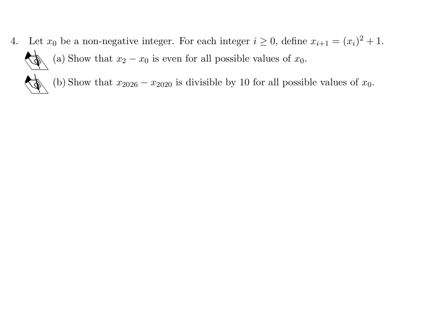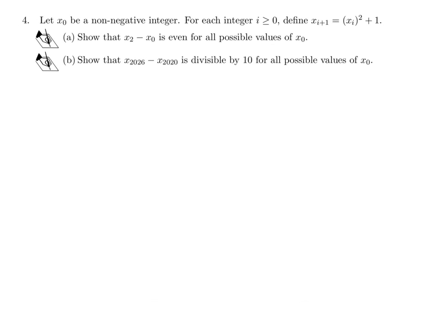Let x0 be a non-negative integer. For each integer i greater than or equal to 0, define x(i+1) to be xi squared plus 1. Show that x2 minus x0 is even for all possible values of x0. All right, so we got to put a few values here. So according to this definition right here, first we have x0, we're starting with that, and then x1 would be x0 squared plus 1. x2 would be x1 squared plus 1, and so on.